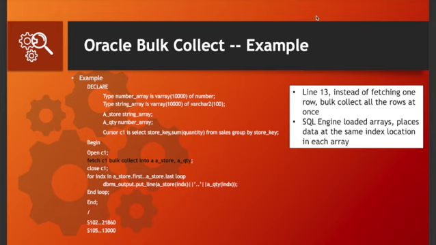So you can see it's very easy. You just need to write the bulk collect keyword before the into clause and it will be okay. Then you can close the cursor, and now with a for loop you can see their index values. So you can see the SQL engine loaded arrays, places data at the same index location in each row. The difference is only in line number 13, which is showing fetch, and you are defining here only the bulk collect keyword.